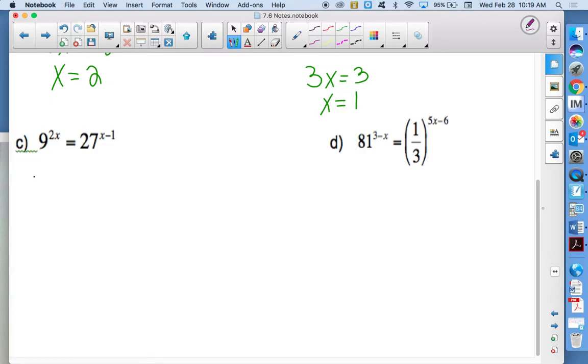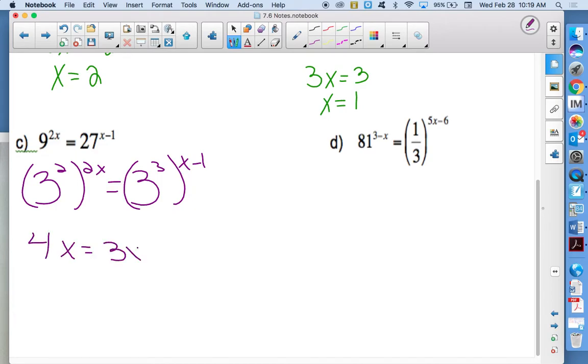Maddie, how can we change the 9? Make it 3 squared. And 27 is? 3 cubed. So what's our equation then? 4x equals 3x minus 3. And x is equal to? -3. Good, -3. So just plugging it in up here, that would give us 9 to the -6, and 27 to the -4. And again, if you plug them in and check it, you can always check to see if your values are correct, making sure that they're equivalent.